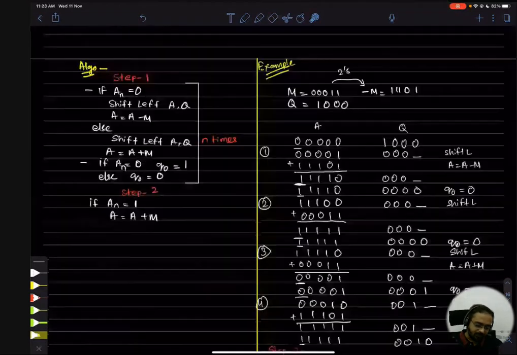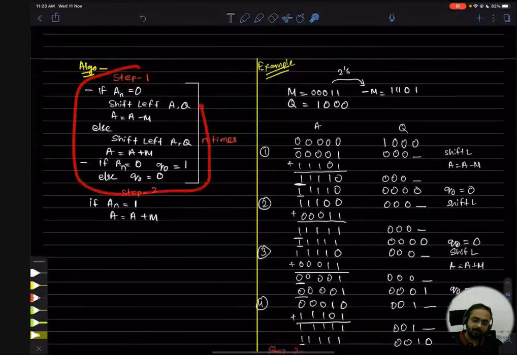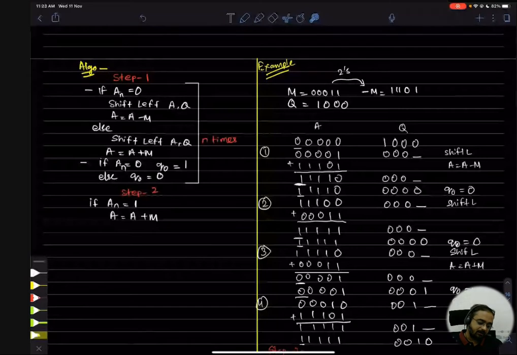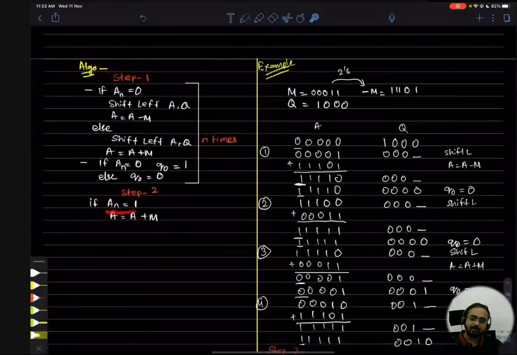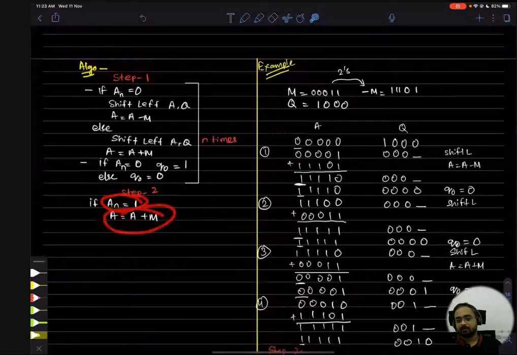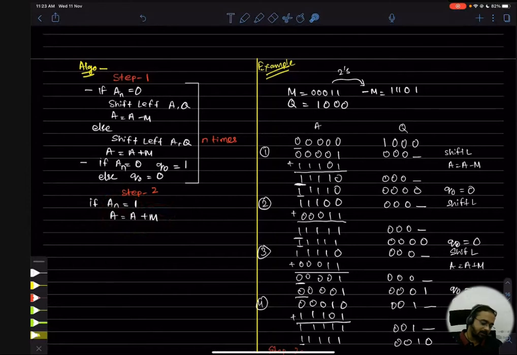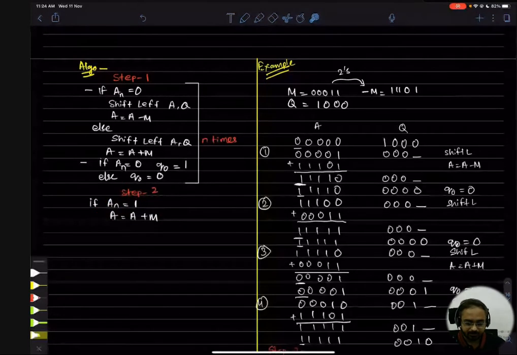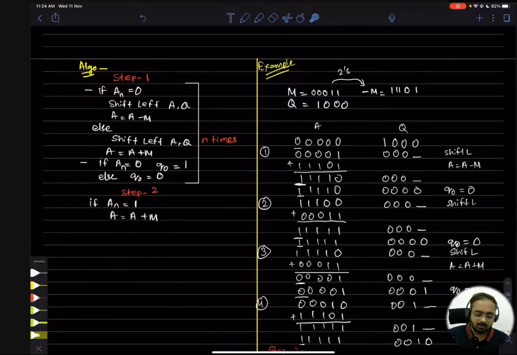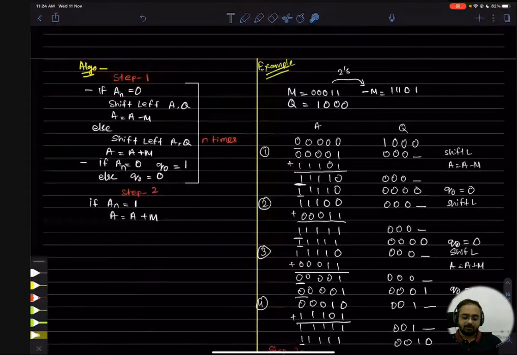Then this is step 1, and you have to do it n number of times. After all the n iterations are over, at the end you have to check step 2: if A n is equal to 1, then do A is equal to A plus M. That means if the A n bit is negative, we are making it positive. So this is the algorithm. Let's go to the example, and after we discuss it, you will be able to understand how this algorithm works.